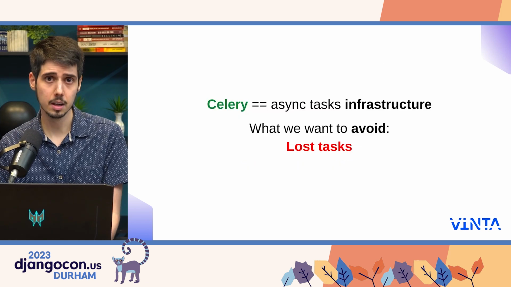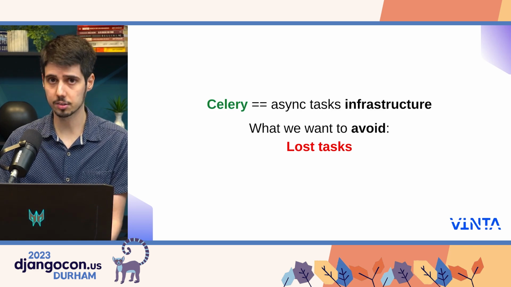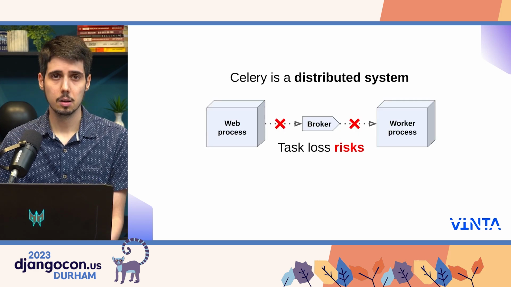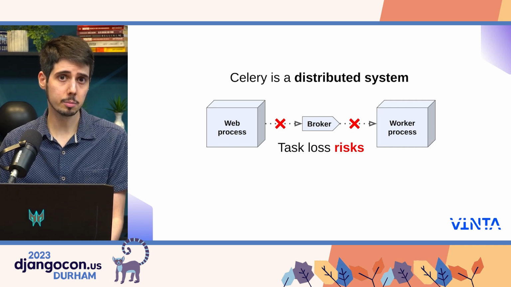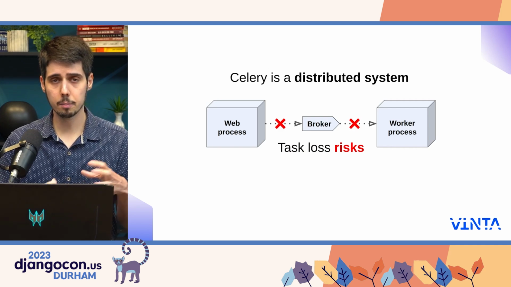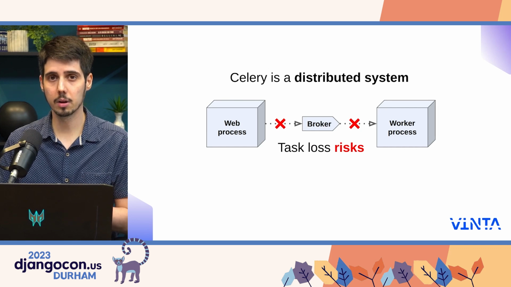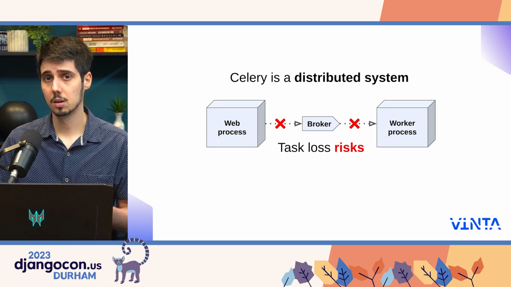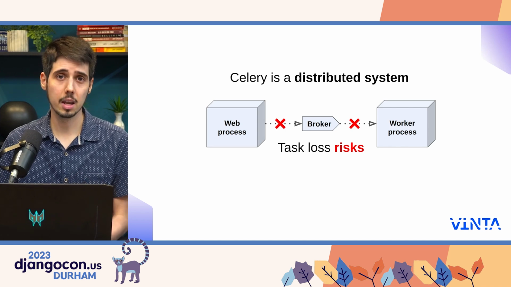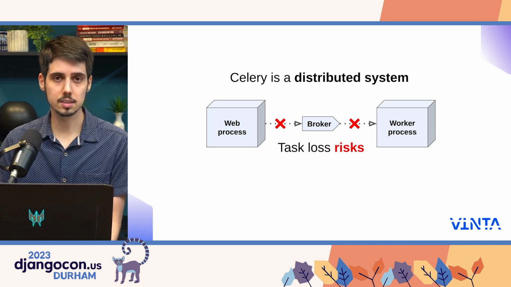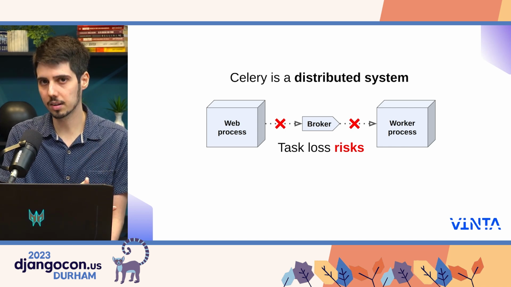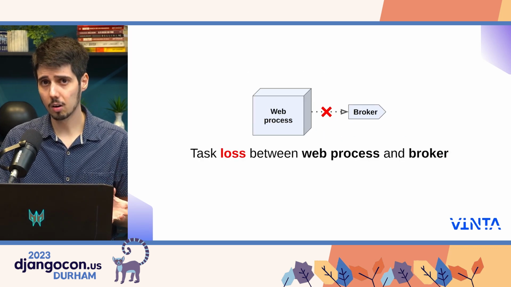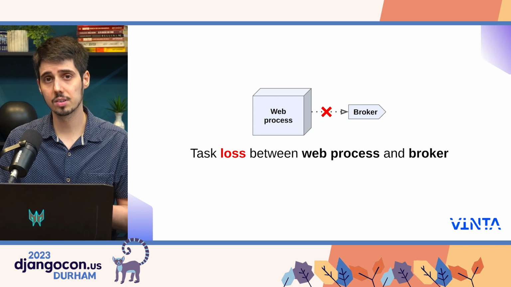Okay, so Celery is our async tasks infrastructure, and we want to avoid lost tasks. We have to remember that Celery is a distributed system. We have the web process, we have the broker, and we have the worker processes. And there are task loss risks when those things communicate with each other to really delay, queue, and execute tasks. There can be task loss between the web process and the broker.